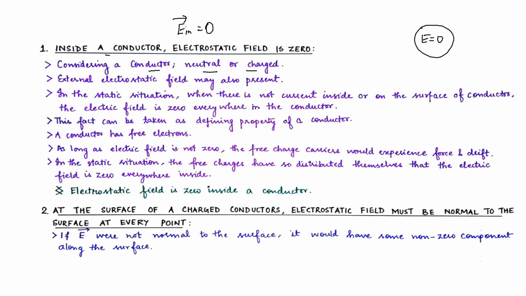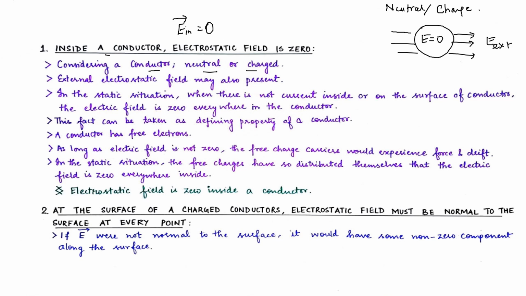Now an external electrostatic field may also be present. We are not saying that this external electrostatic field is not there. We say that we have some external electrostatic field also. E external is there. This conductor is either neutral or charged, it doesn't matter. Neutrality doesn't matter, being charged doesn't matter.